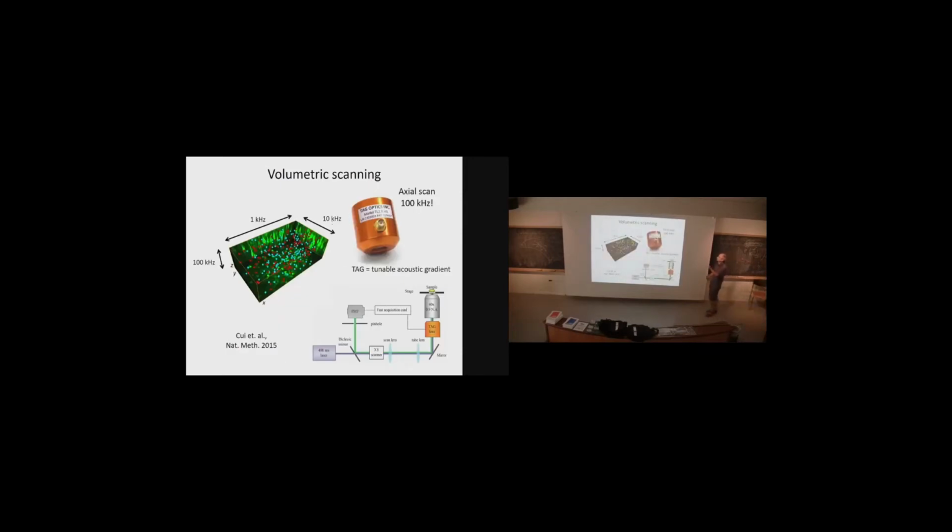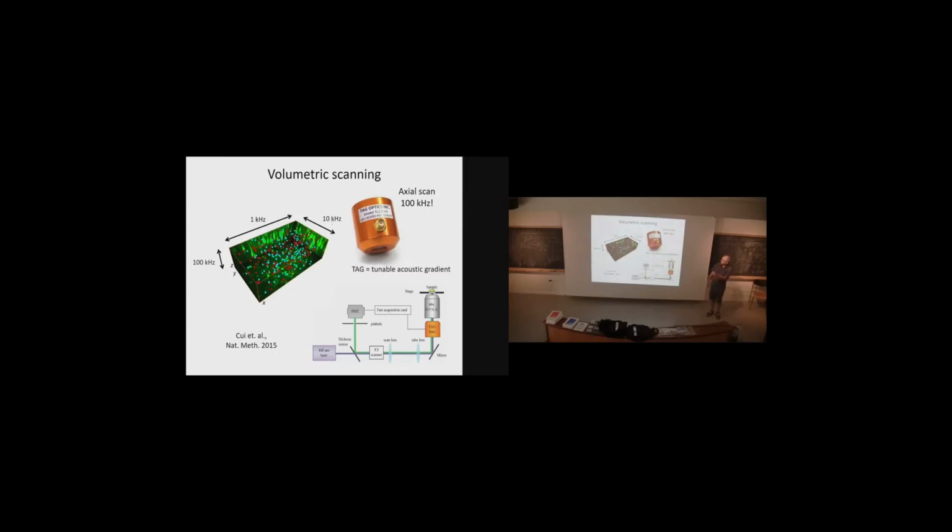There's these things called tag lenses, tunable acoustic gradient lenses, also kind of liquid lenses, and they can scan even faster. They can do an axial scan at about 100 kilohertz, right? Which is really fast. You're going from 10 hertz now to 100 kilohertz. And so it's an interesting situation. This was done by Meng Kui back in 2015.